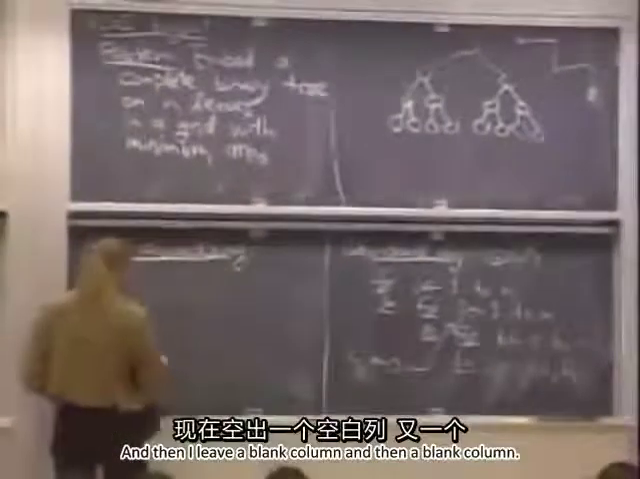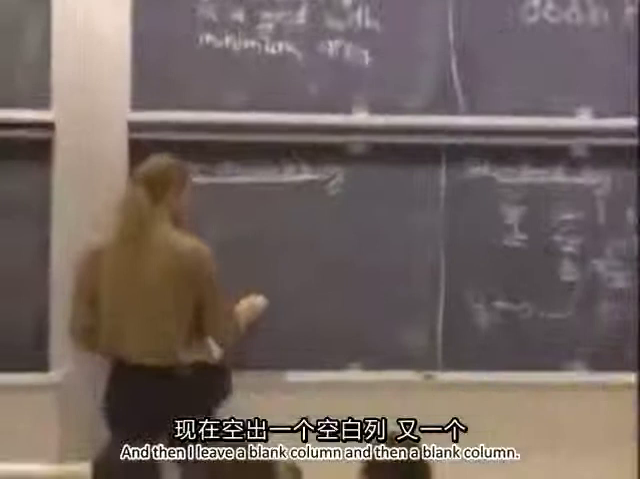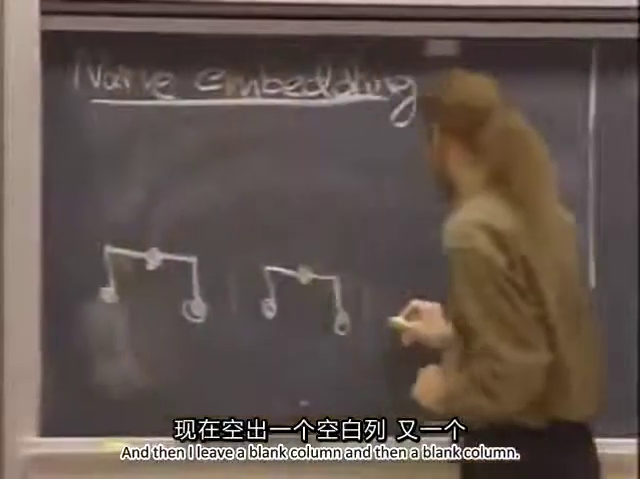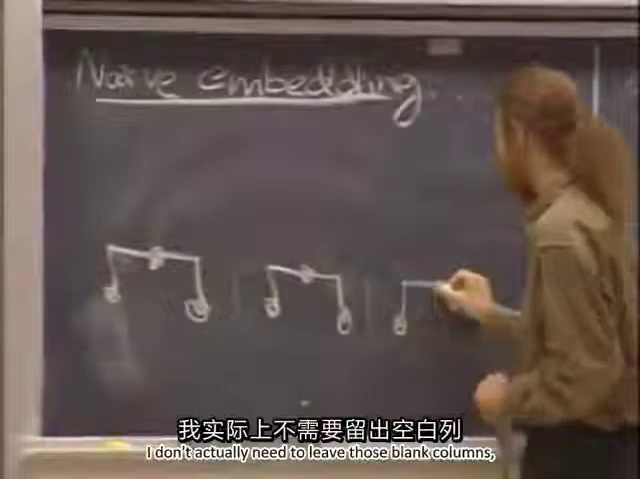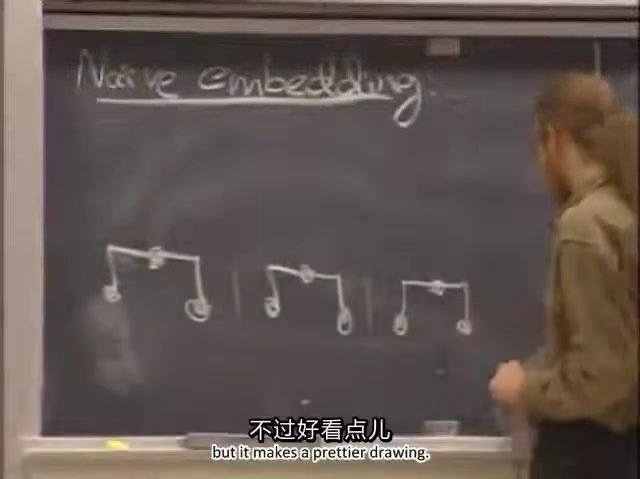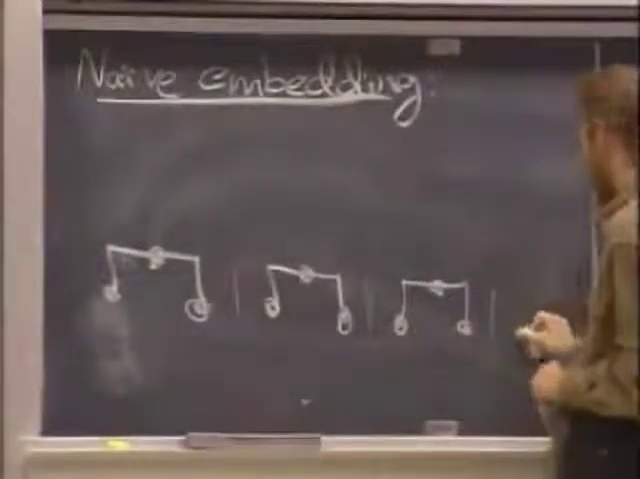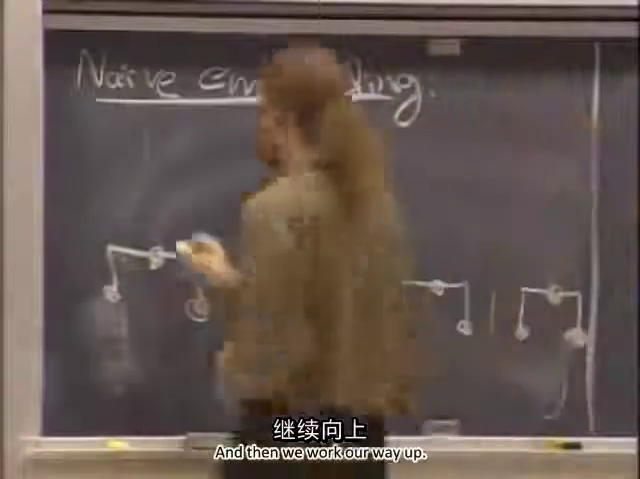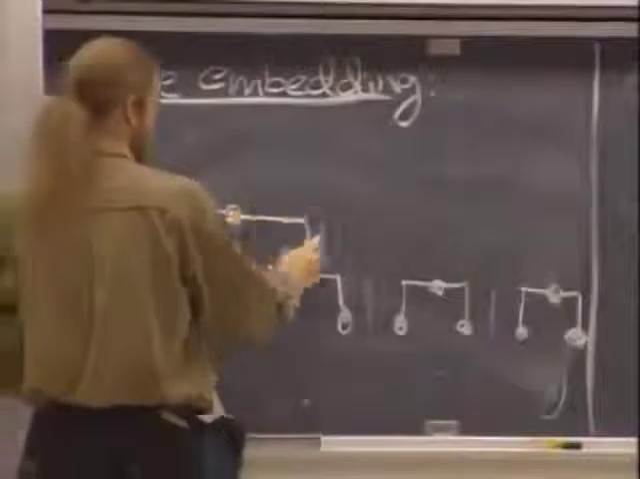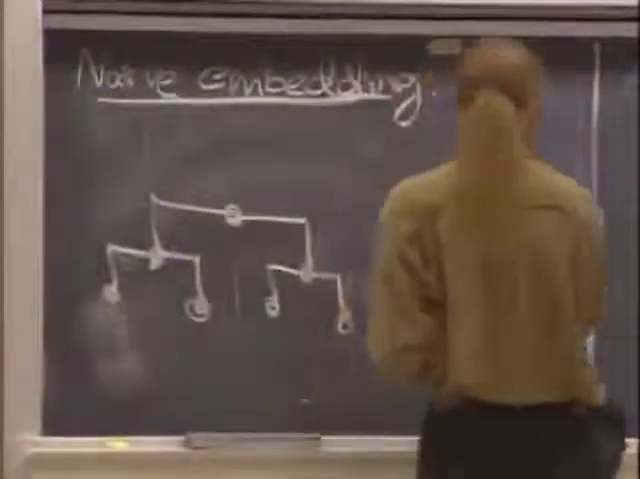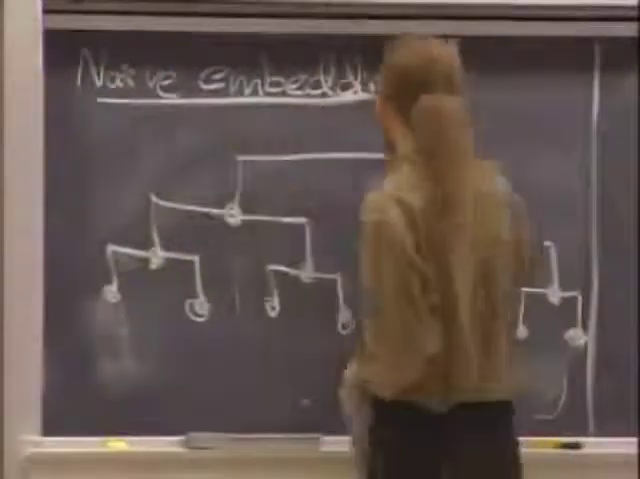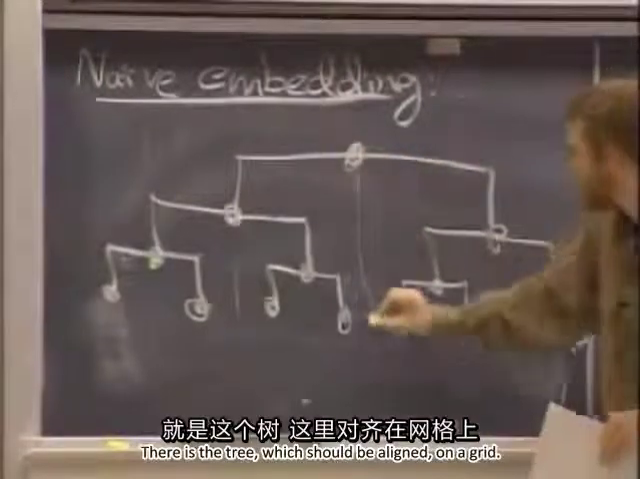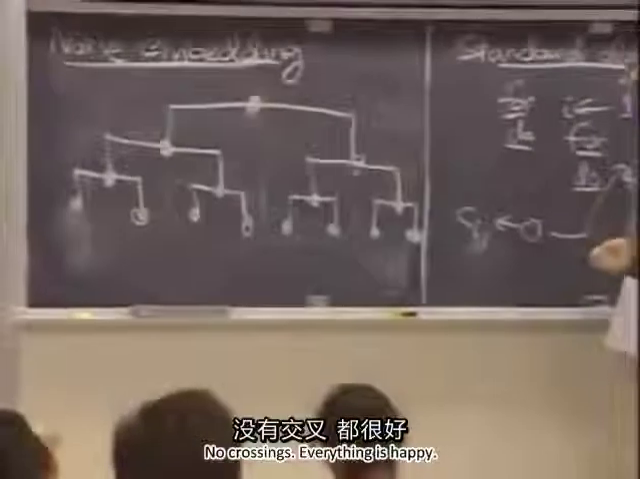And then I leave a blank column. And then a blank column. I don't actually need to leave those blank columns, but it makes a prettier drawing. Okay, and then we work our way up. Okay, there's the tree, which should be aligned on a grid, no crossings, everything's happy.